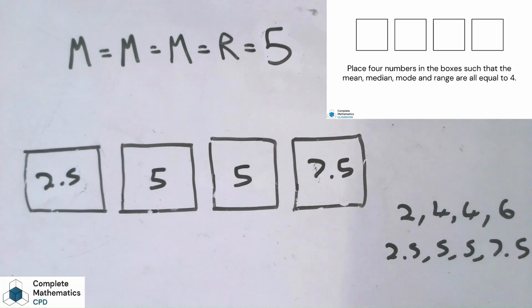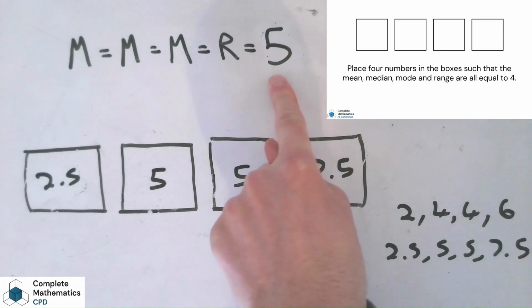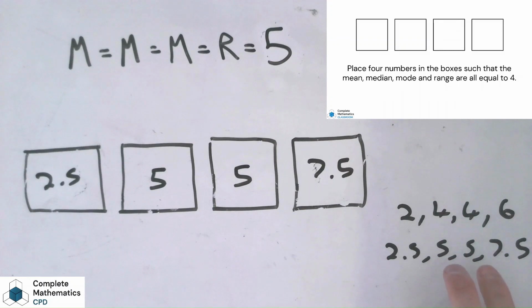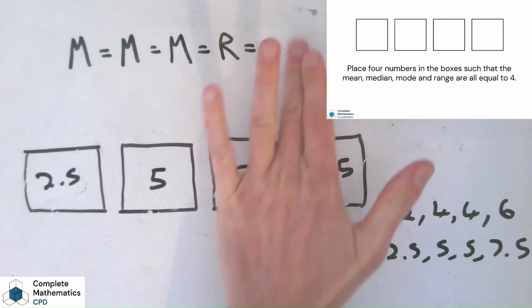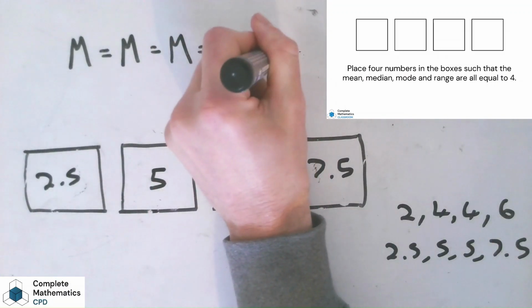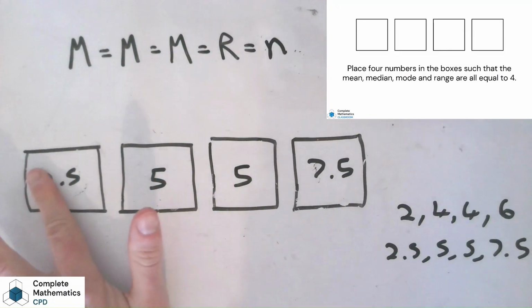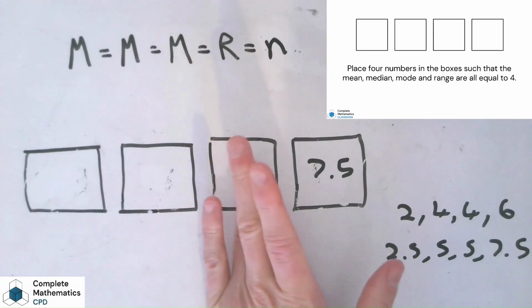But the idea is that you start getting these solutions down here. And can we start to generalise the problem? Well, whatever number we're aiming for, whether it be 4 or 5, we seem to have 2 in the middle there. And then at each side, we have half of the target, and then that extra half has been added onto this side as well. So what if we try it with the mean, median, mode, and range all equal to n? What would that solution look like in general?